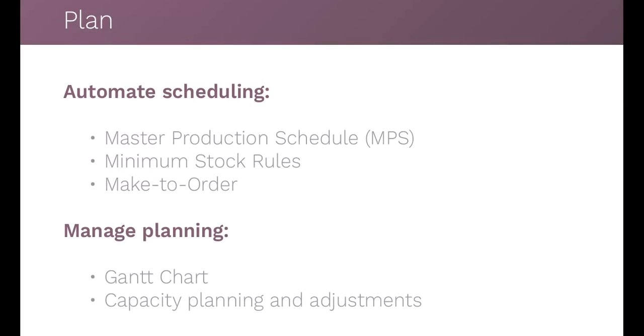So we have different ways to plan in Odoo. To automate the scheduling, we have the master production schedule, sometimes called the MPS. We also do minimum stock rules and make to order. And we allow both scheduling and planning.